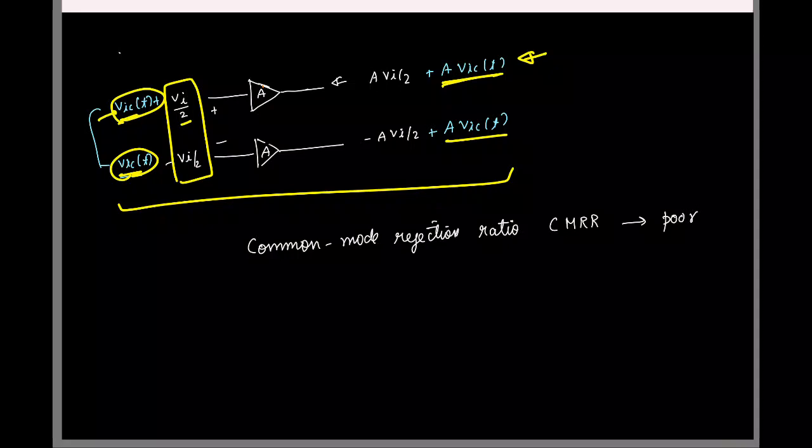And that is why this kind of implementation is called a pseudo-differential implementation. So you can use it as long as you are guaranteed that there are going to be no significant common mode variations. But in practice, what we'll implement is fully differential circuits.